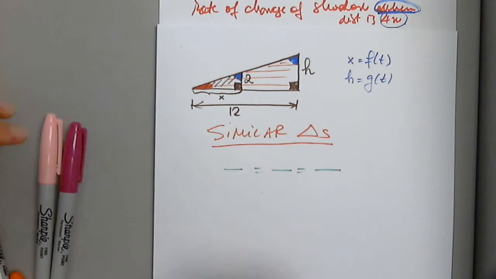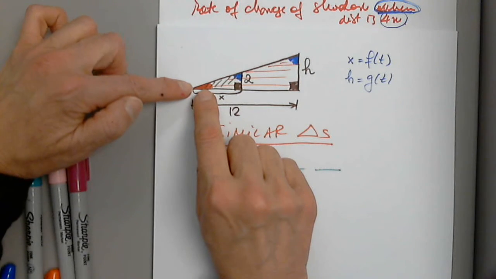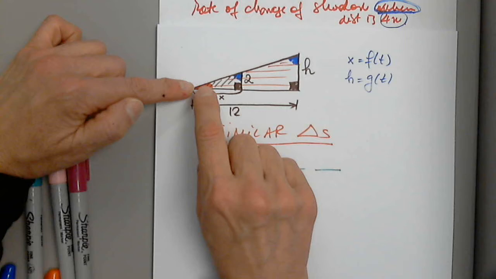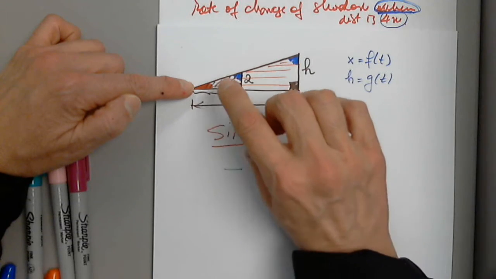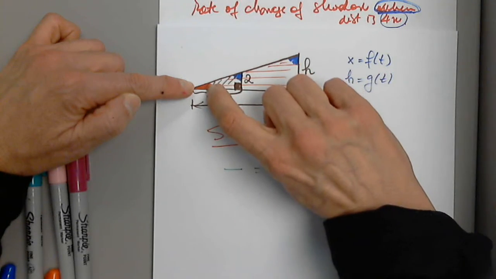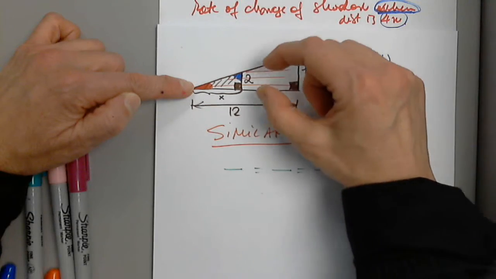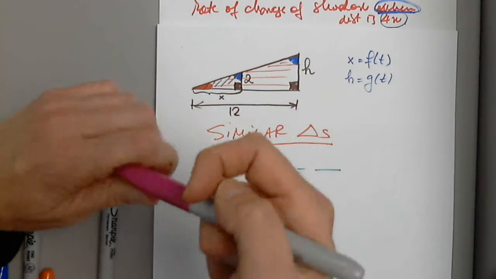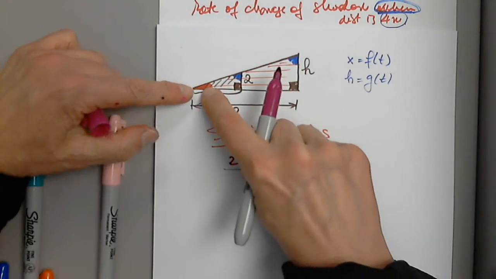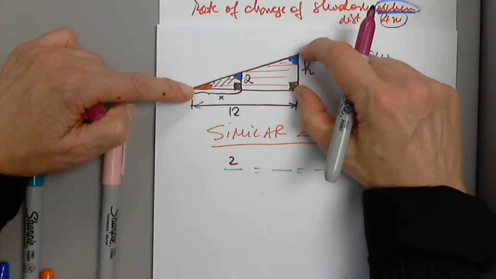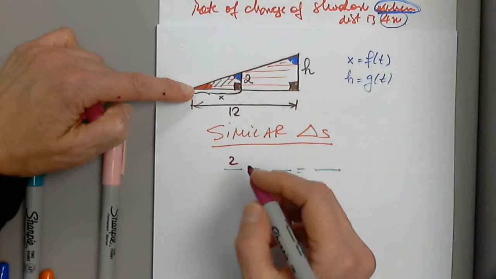Let's do this together. Let's start with the small angle, the common angle. What is the opposite side of the common angle in the small triangle? 2. What is the opposite of the same angle, but this time in the big triangle? H.